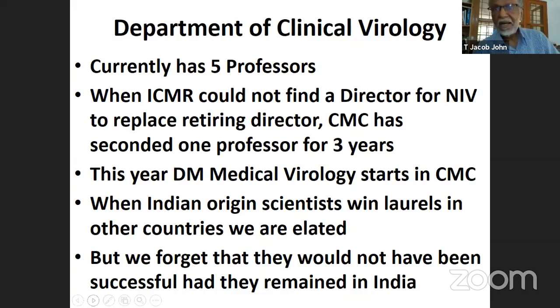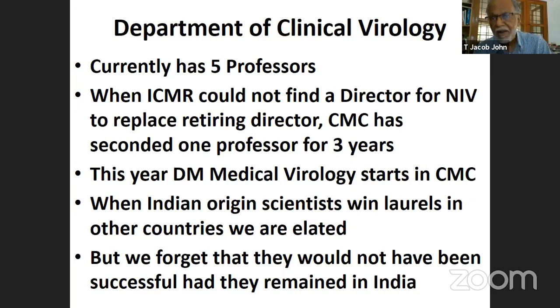So the Department of Clinical Virology that I established also trained a number of people. And we decided that we will have a surplus of people so we don't have to search for future faculty. So currently, the department has 5 professors, 1 department of clinical virology, not even microbiology. Microbiology also has about 5 professors. Why am I saying this?